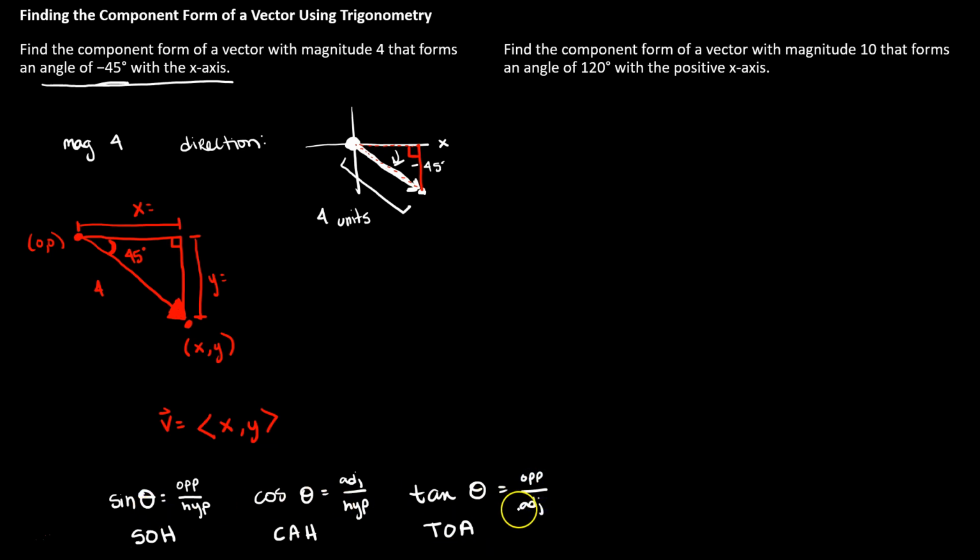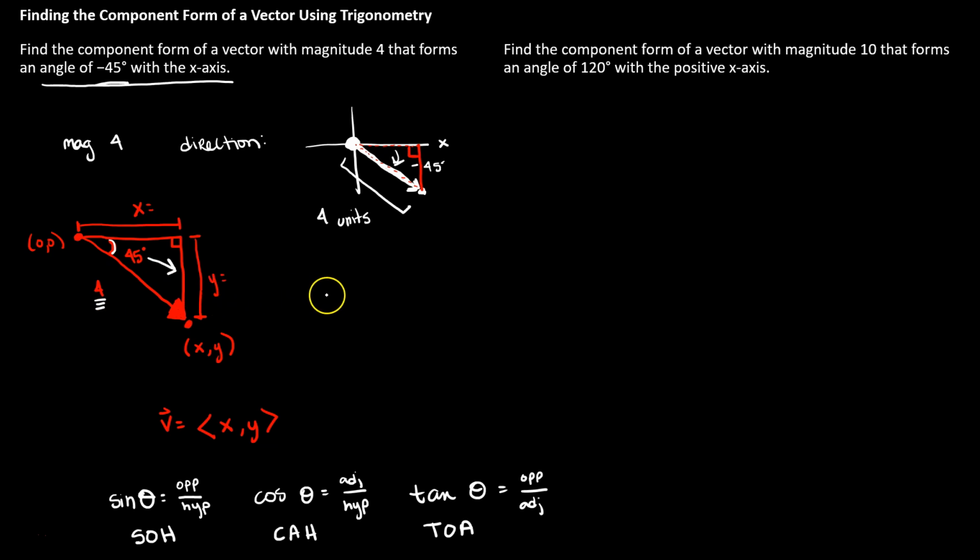Looking at the three trig functions that we have, and also looking at the information we have within our triangle, we can see that the sine function will help us find the missing side y. And that's because sine uses the opposite, so if this is our angle, the opposite side is y, and it uses the hypotenuse, which we know is 4.